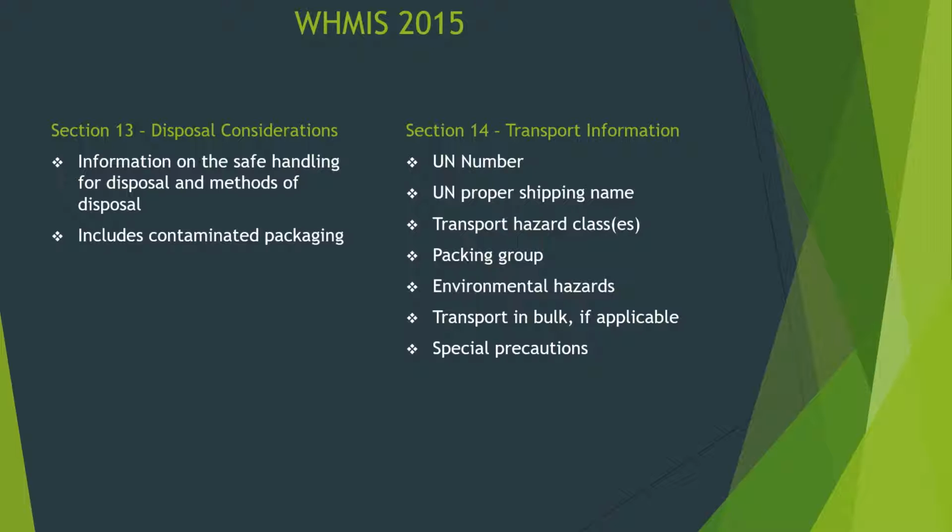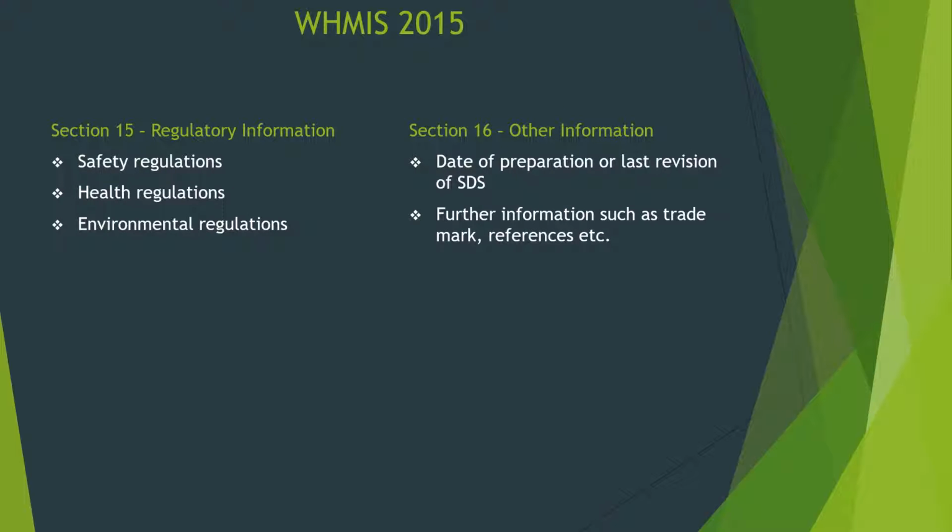Section 14, Transport Information. The UN number, UN proper shipping name, transport hazard class or classes, packing group, environmental hazards, transport in bulk, if applicable, and special precautions. Section 15, Regulatory Information, is the safety, health, and environmental regulations specific to the product, and the final section, Section 16, Other Information, is the date of preparation or the last revision of the SDS, and further information such as the trademark, references, etc.